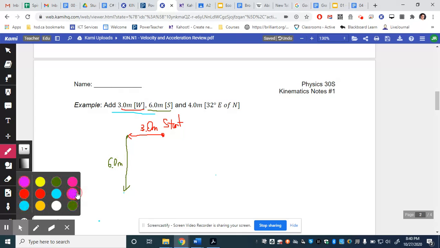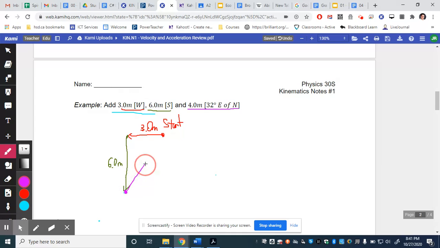And then lastly, we've got to do the 4 meters, 32 degrees east of north. We're going to start here at the end of the last vector, and north would be straight up, but we're not going north, we're going 32 degrees east of that. So of north, we're going 32 degrees to the east, and it'd be something like that, probably more, but do 4 meters, so that looks pretty good right there, and I'll mark this as 32 degrees and 4.0 meters. All right, very good.